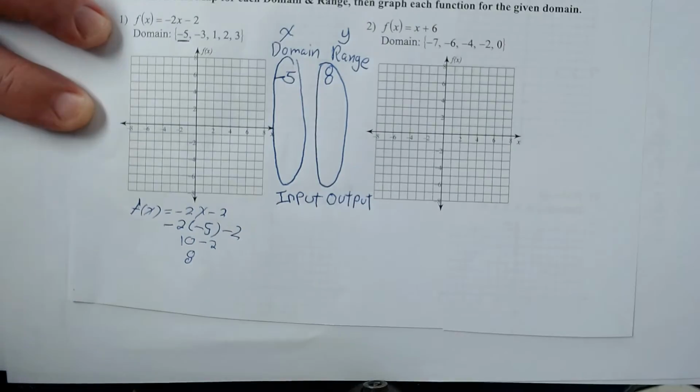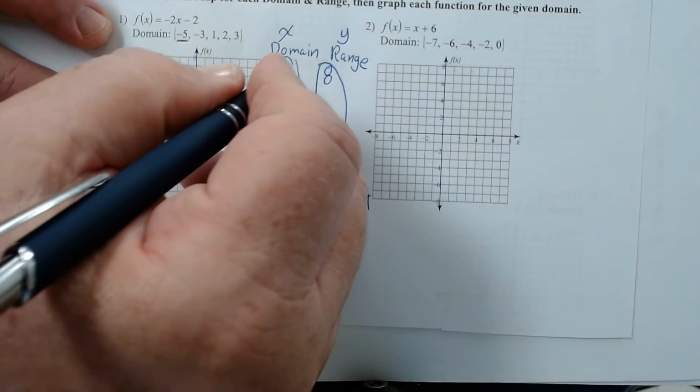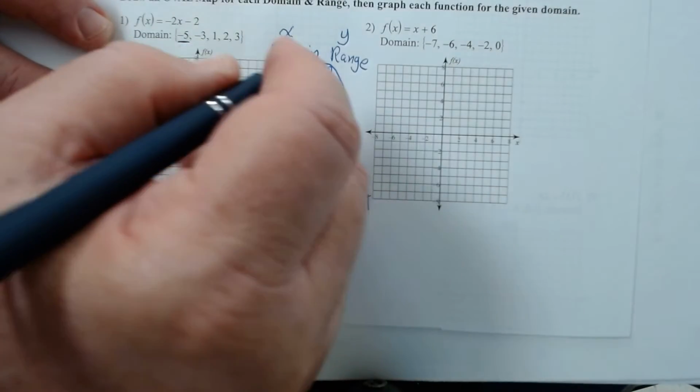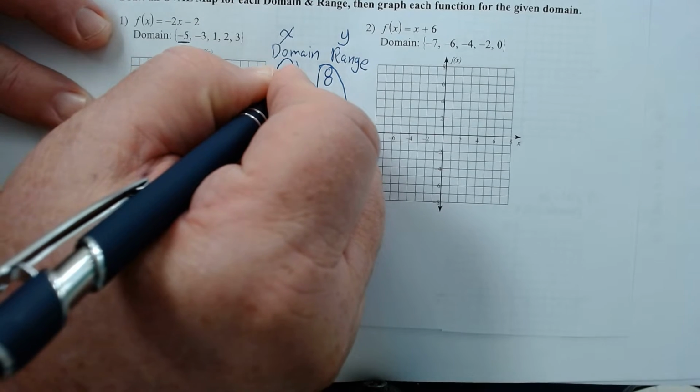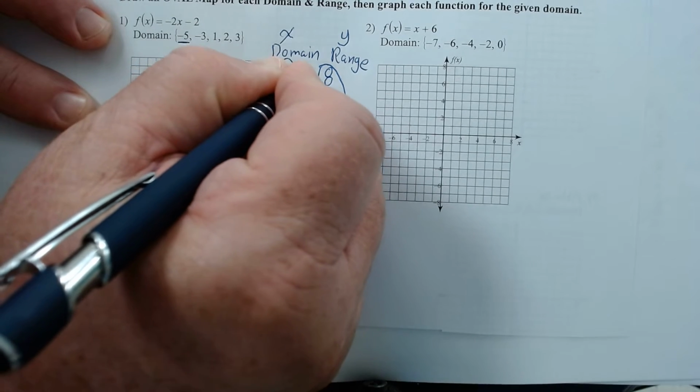Now the relationship between the domain and range is -5. When you input -5, your output will be 8. So draw an arrow from -5 to 8.